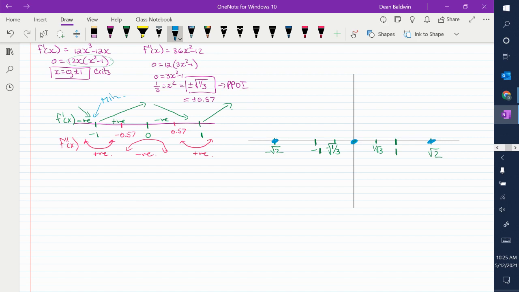This is where practice helps. We're coming down. We're concave up. We're still decreasing. And then at negative 1, we have a min. Because what happens at negative 1? The graph switches to increasing. And it increases from negative 1 to 0. And it's concave up all the way to 0.57. And then it switches concavity to being concave down.